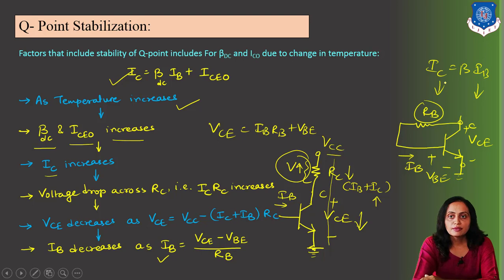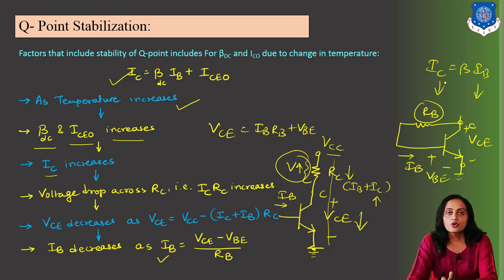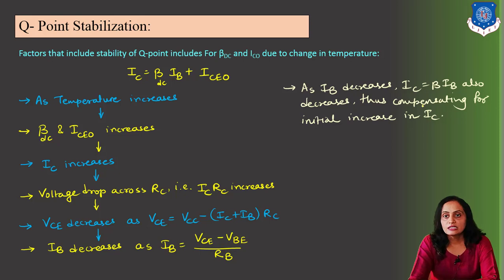IB decreases, ultimately IC also decreases. So the increase in the collector current due to the increase in temperature and the variation in beta and reverse saturation current is being compensated now. Ultimately, due to this circuit arrangement, IC is going to reduce at last. So compensation for the increase in IC is being achieved. As IB decreases, IC, that is beta IB, also decreases, then compensation for the initial increase in IC is being achieved.